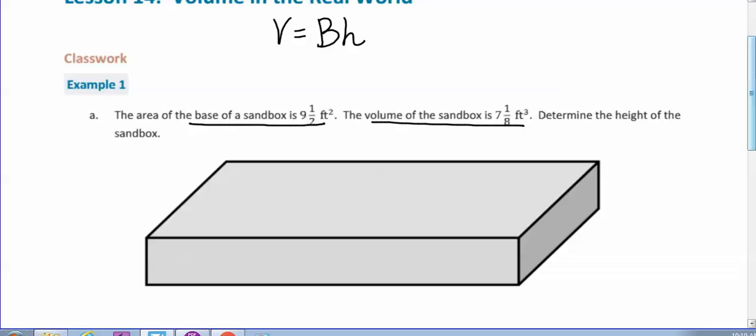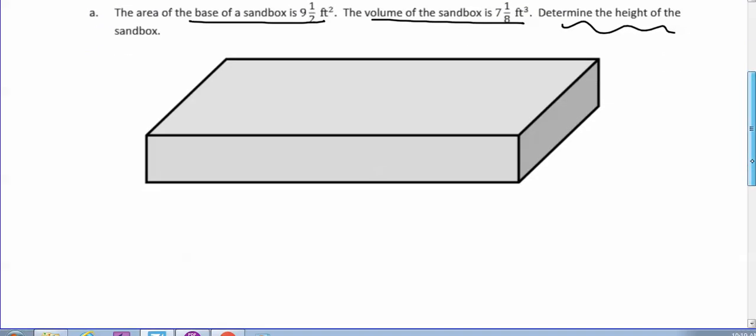And what is it asking us to do, Sky? Find the what? Find the height. Very good. So, we're going to determine the height. So we're going to start with our formula, and then we're going to plug in what we know. Base times height. So what can we plug in for the base?